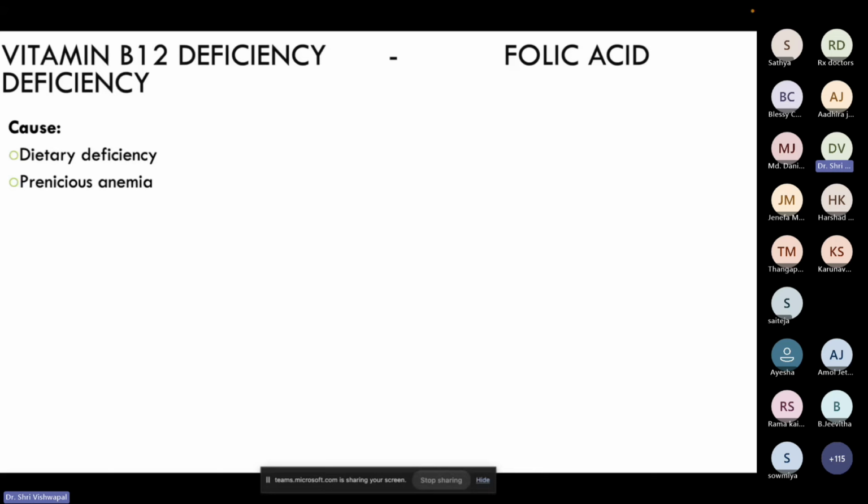First, vitamin B12 deficiency. Vitamin B12 deficiency is actually because of dietary deficiency. Inadequate vitamin B12 through our food is a main cause. The next one is pernicious anemia. As we all know, in pernicious anemia the intrinsic factor of our stomach parietal cells is eroded or shrunk, so that vitamin B12 cannot be absorbed. This is called pernicious anemia.